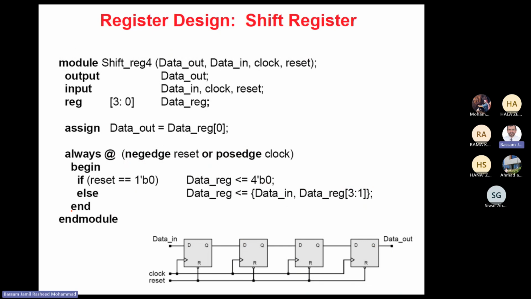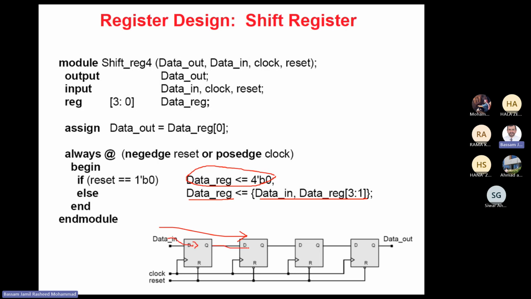Here's a shift register, and what we are doing is shifting the data like so. If there is a reset, all the register values will be zeros. Otherwise, I will shift the data, which means the value of the register will take the input value and the 3 bits, because we are shifting this data. Dn will get in here.